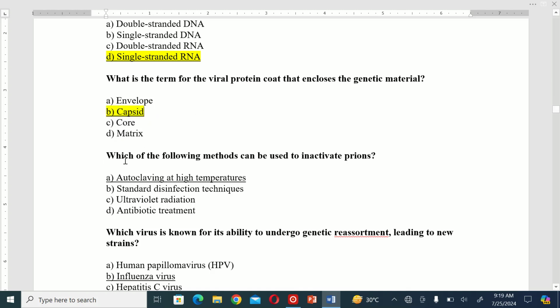The next MCQ is: which of the following methods can be used to inactivate virions? A. Autoclaving at high temperature. B. Standard disinfection techniques. C. Ultraviolet radiation. D. Antibiotic treatment. So the correct option is A.